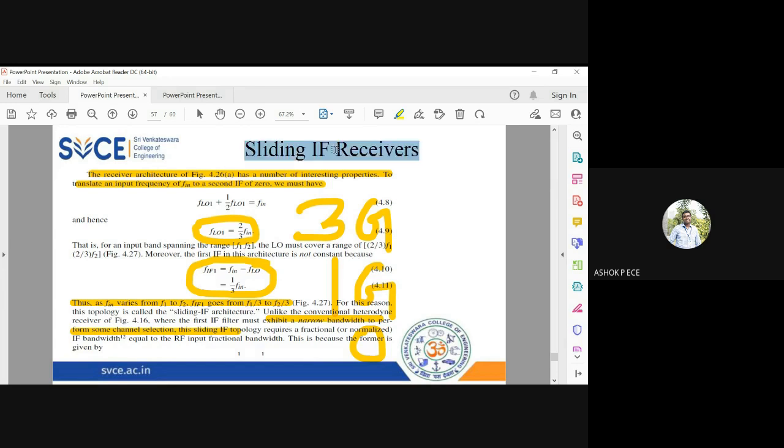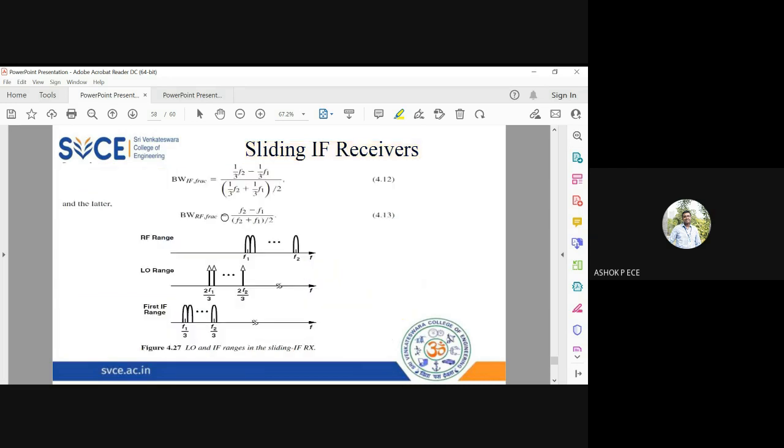So in the sliding IF receiver, the major issue is your Fin and FIF1 are very close. So the filters have to have an extremely narrow bandwidth to filter out your IF signal for further processing. The bandwidth of the IF section is given by this one, and the bandwidth of the RF section is given by this one. So the different ranges and other diagrams are shown here, depicted in frequency domain. You can have a look, whatever we have seen only. And remember the formulas for the bandwidth of IF and RF.